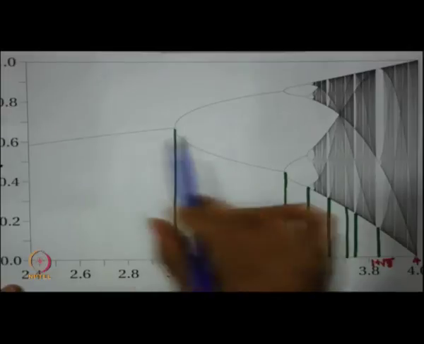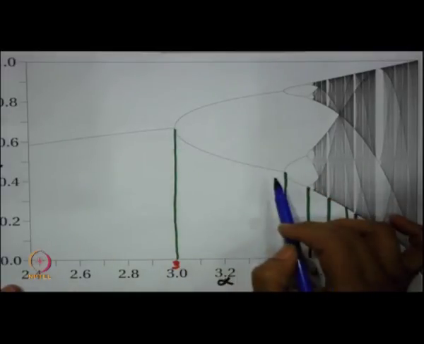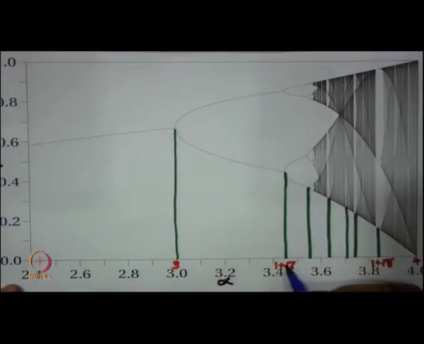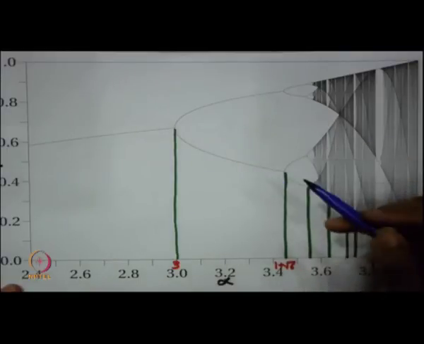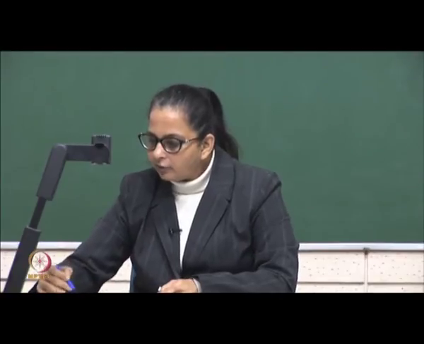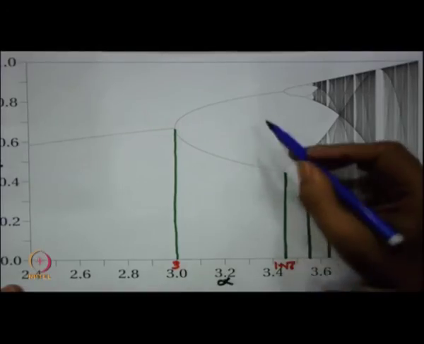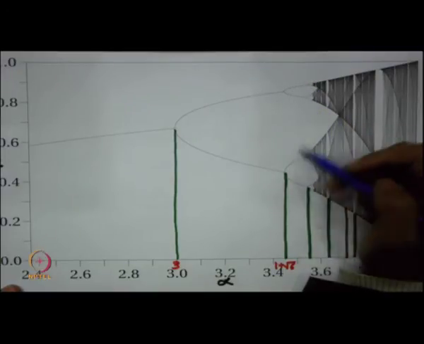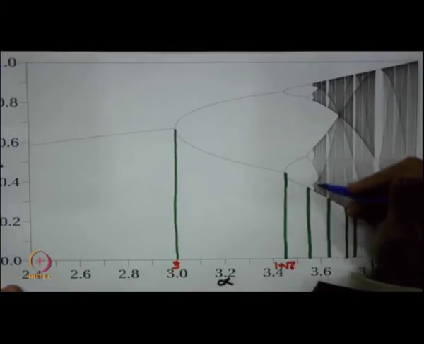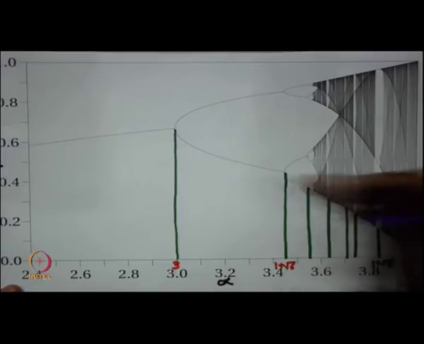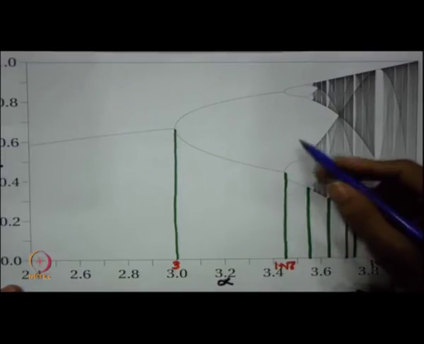At 3 you find that there is a periodic orbit of period 2 born. From 3 to 1 plus root 6, this periodic orbit is stable. So, when you look into the dynamics at infinity, only this orbit stays, nothing else stays. And at 1 plus root 6 you again find that this is now repelling and there is another attracting periodic point of period 4 being born, and this continues till some 3.54, and there we find another periodic point of period 8 being born, and so on.